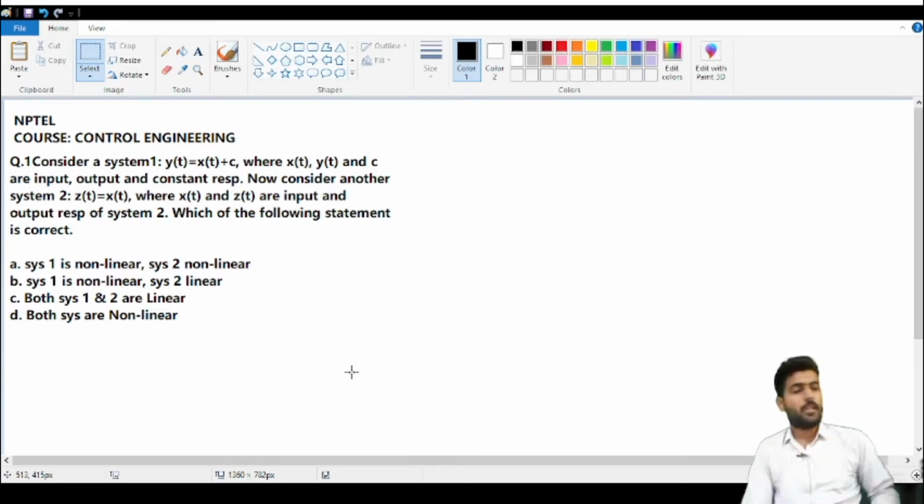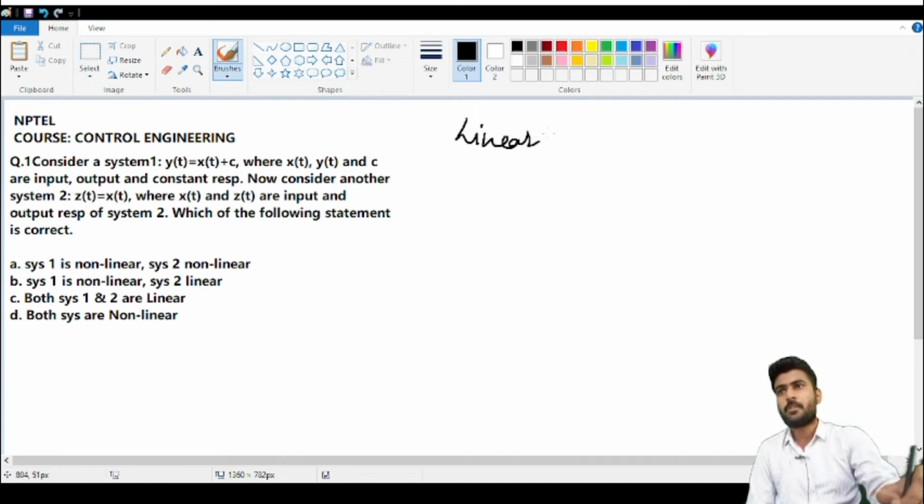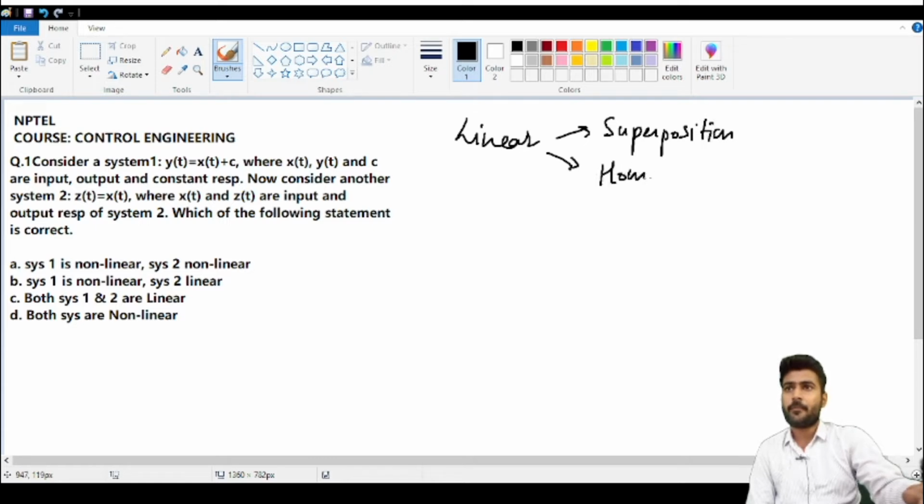For any system to be linear or non-linear, we have to find out whether the system follows the homogeneity and superposition principle or not. So for a system to be linear, we have to check two conditions. First is the superposition. Second is the homogeneity.